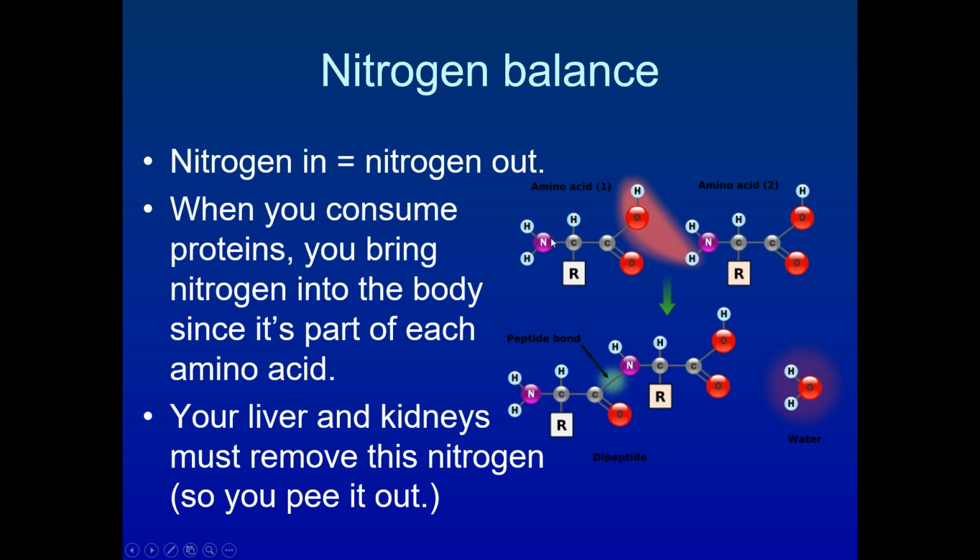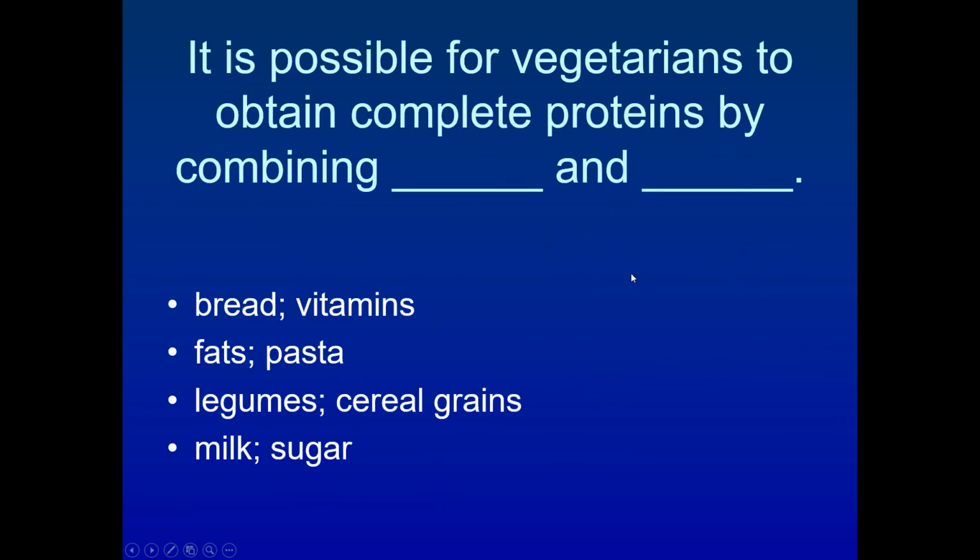So if you eat X amount of protein during the course of the day, you get this amount of nitrogen in your body. Well, you have to get rid of that same X amount of nitrogen, and you do that by making urine and then peeing that out. So your nitrogen in the form of proteins has to equal your nitrogen going out.